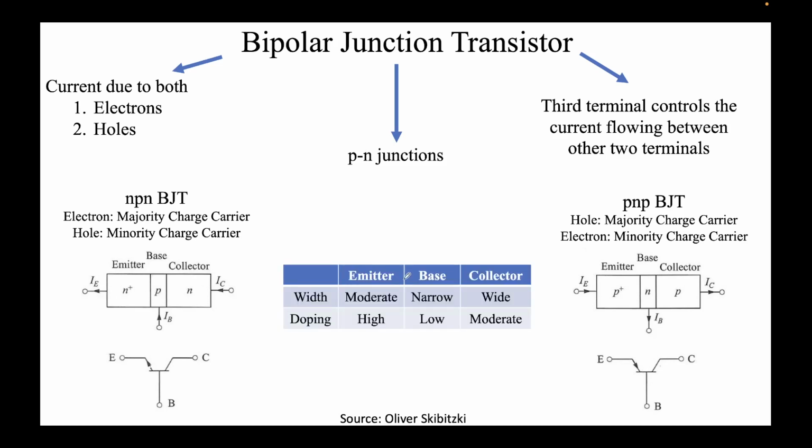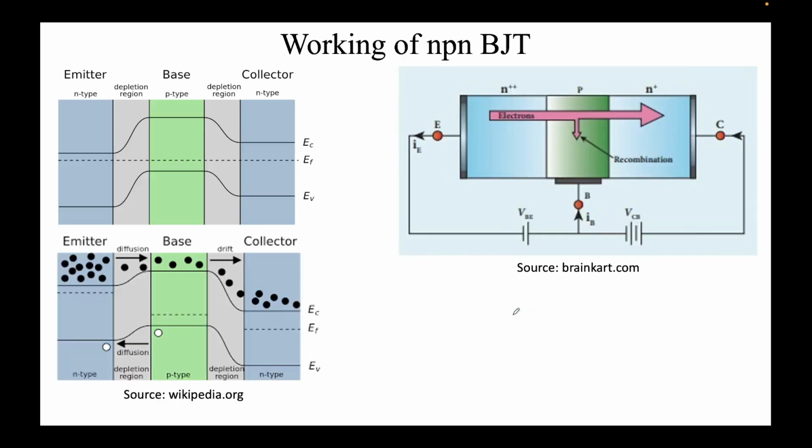A good thing to note is that the emitter is usually moderately wide, the base is narrow because you want very few recombinations, and the collector is wide to collect as many electrons as possible. Emitter doping is high because you want a large number of electrons to pass through. The base is lightly doped because you don't want any recombination, and the collector is moderately doped.